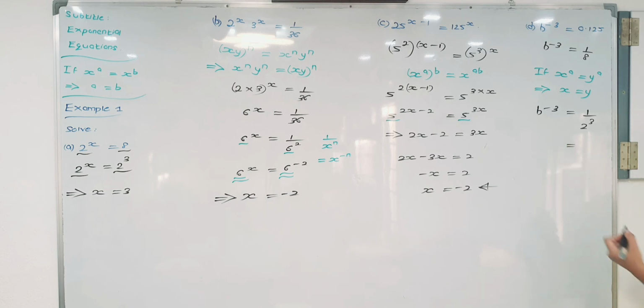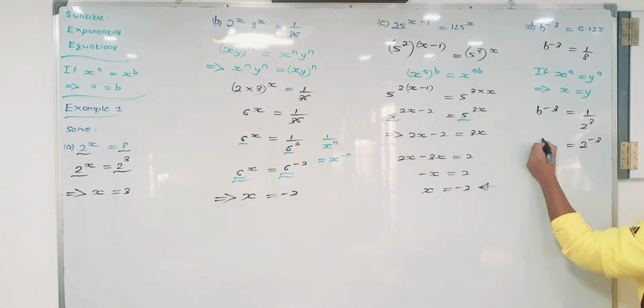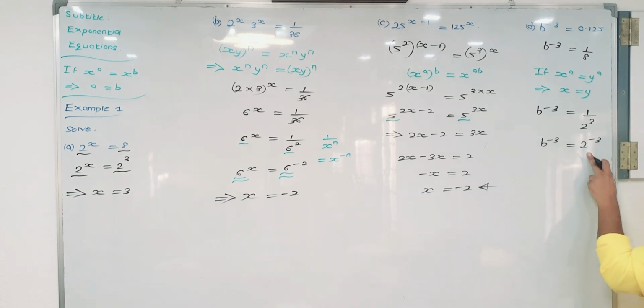Now, 1 upon 2 to the cube, c'est quoi ça? 2 to the cube, 1 upon 2 to the cube. Vous êtes d'accord, comme on va voir la même chose, on va prendre le négatif indices avec moi. 1 sur 2 to the cube, ça devient 2 à la puissance de négatif 3, comme on a vu là-haut. Alors ça, c'est mon b à la puissance de négatif 3. Et par contre, ça, c'est mon 2 à la puissance de négatif 3.